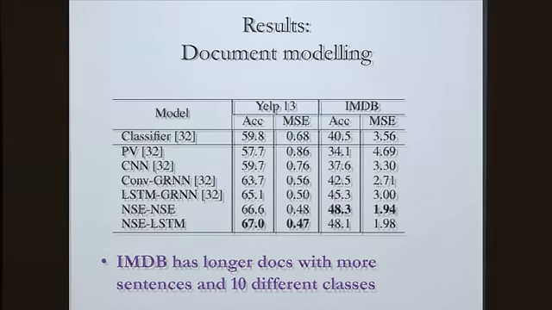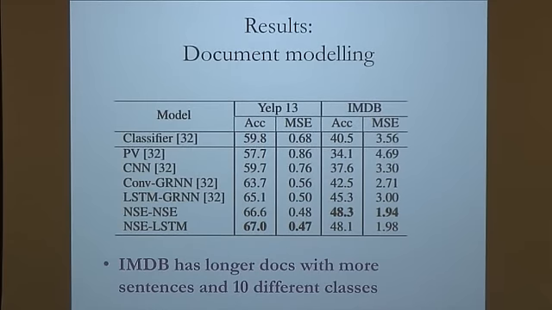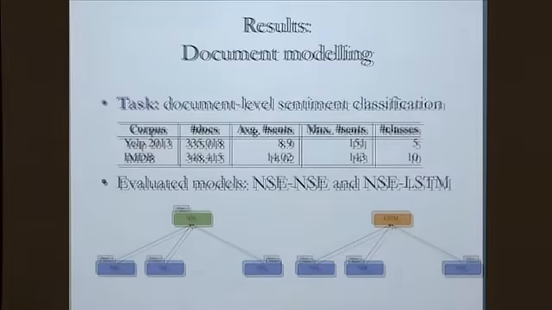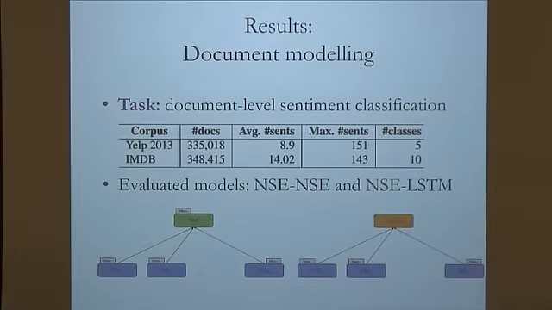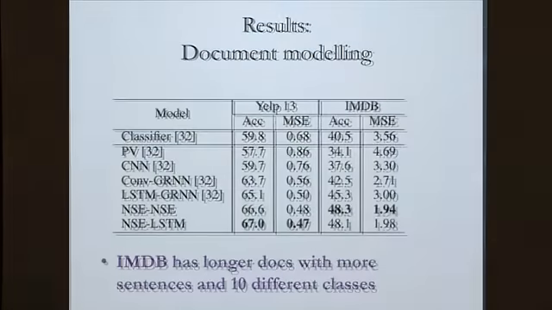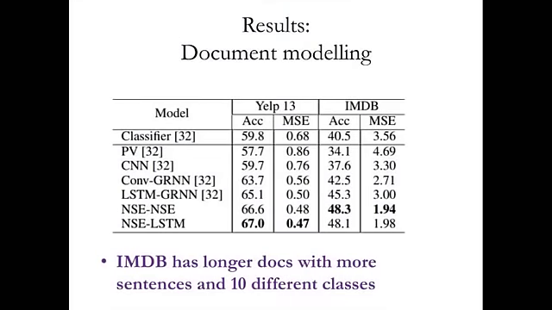Overall, our NSC models improved the previous result by up to 3% of accuracy. But the stacked NSC-LSTM performed slightly better than NSC-NSC on the Yelp dataset, and NSC-NSC performed slightly better on IMDb. If you look at the statistics, the IMDb dataset is longer in terms of number of sentences, and it's difficult because it contains 10 classes, which could be the reason, but the difference is rather slight, so it's hard to make a conclusion here.